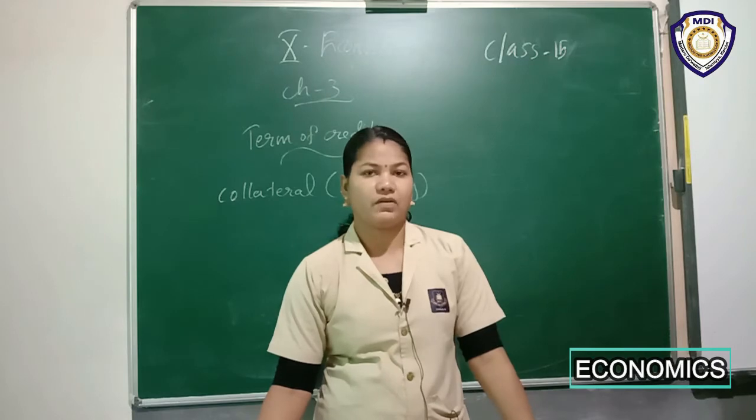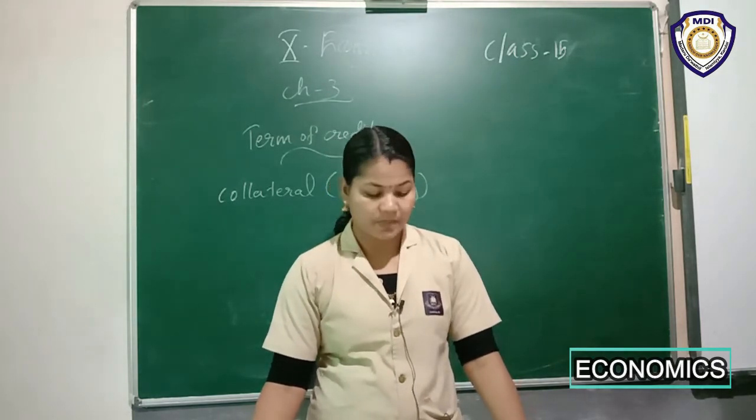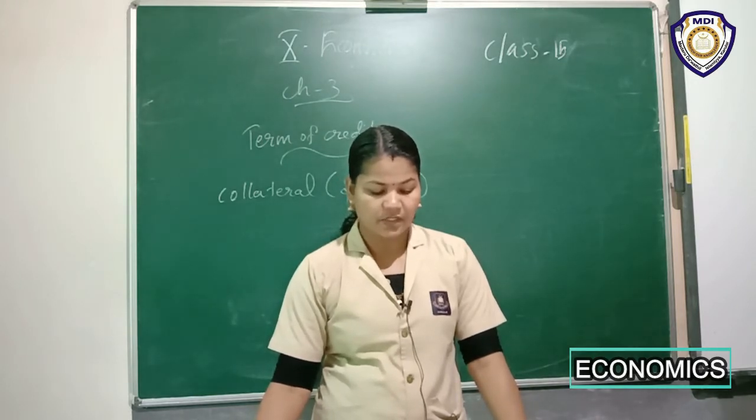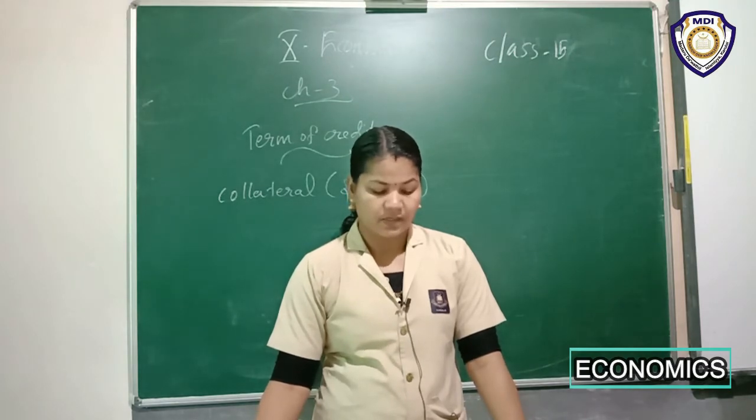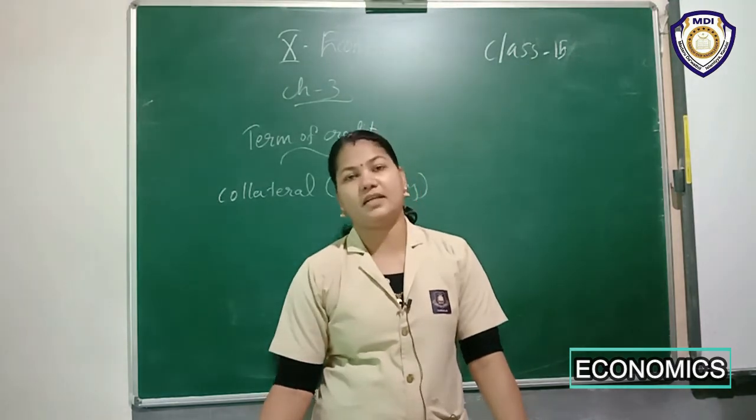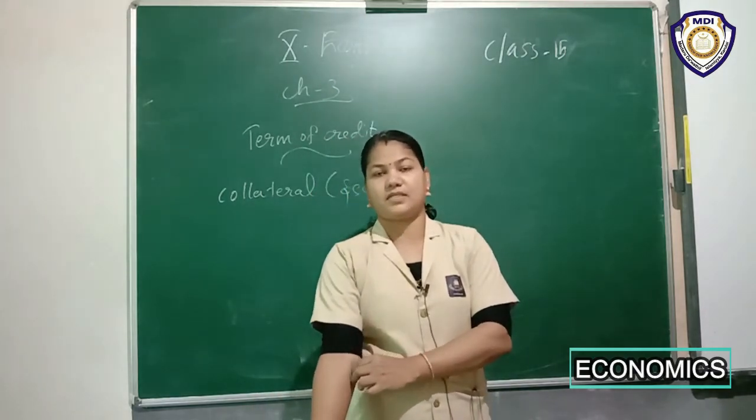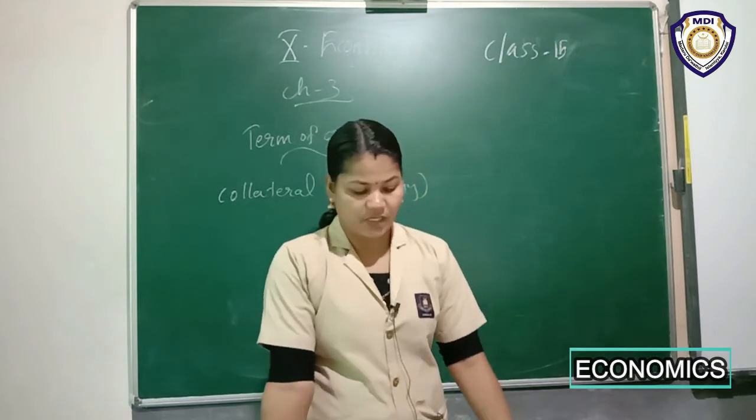She wants to take a loan from the bank. On that occasion, Megha has to submit something. Listen, here the annual interest rate of the loan is 12%. The loan is to be repaid in 10 years in monthly installments. She wants to repay the loan in 10 years. What is the duration? 10 years. There are monthly installments.